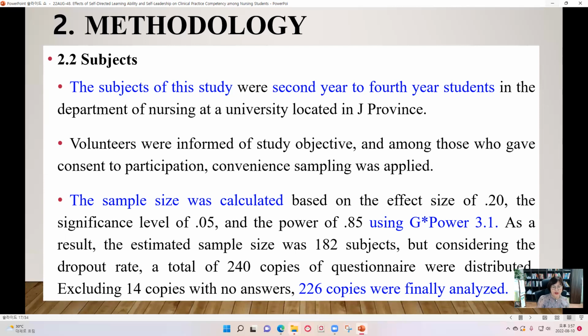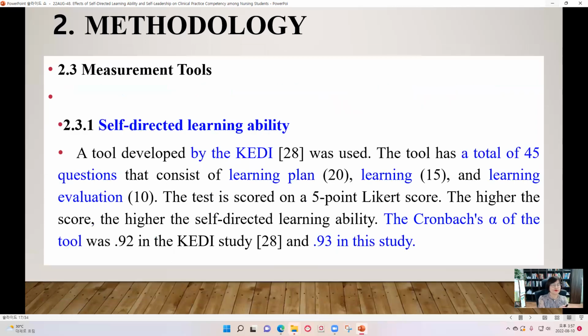Finally, it analyzes the 226 copies. Next, the measurement tool. First, the self-directed learning ability tool, developed by the KEDI. The tool has a total of 45 questions and consists of learning plan, learning, and learning evaluation.